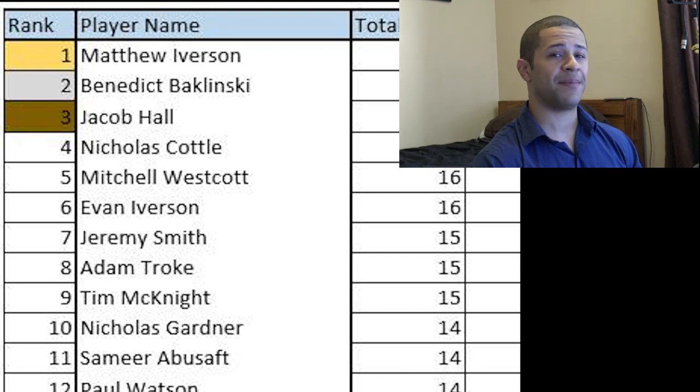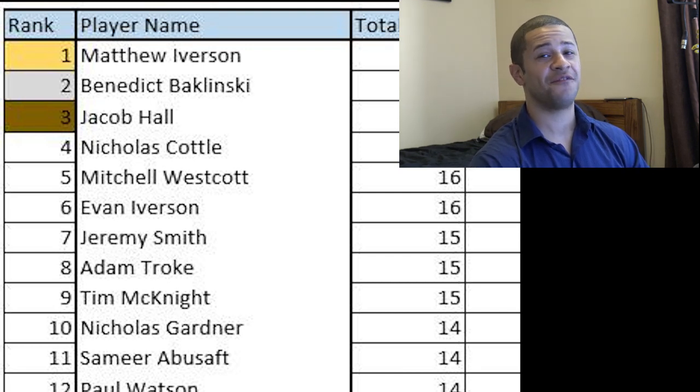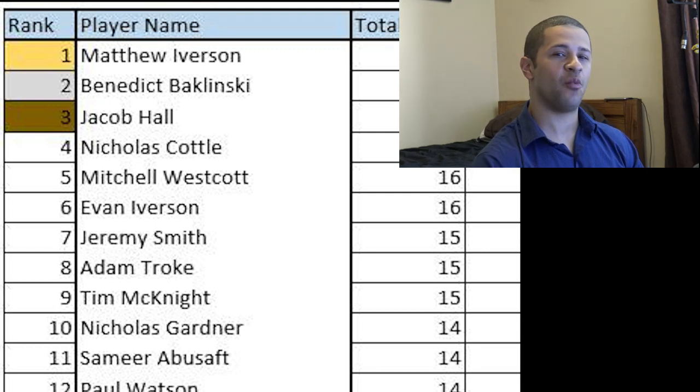So we're going to skip to the fifth place, who is now, I suppose, technically the fourth place winner. So that will be Mitchell Westcott from the West Coast Hobbits.